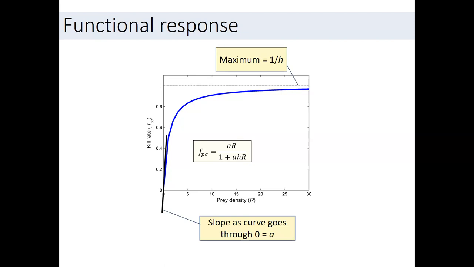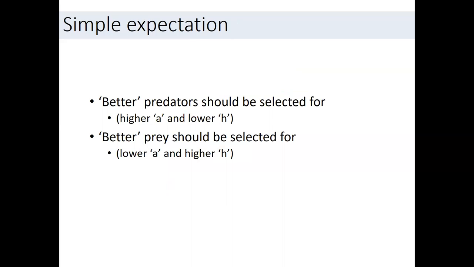They're very widely studied. People estimate these things from thousands of experiments that have been done, and we consider them to be the core link in food web interactions. We also think that generally better predators should be selected for, which means they should have a higher A and a lower H, meaning steeper and higher, eating more across all densities. You'd think that should be good for a predator. But then prey are pulling in the other direction. We think natural selection should select for better prey, which means a lower A and a higher handling time, meaning that they are managing to avoid getting predated. So we have expectations for how A and H should evolve.